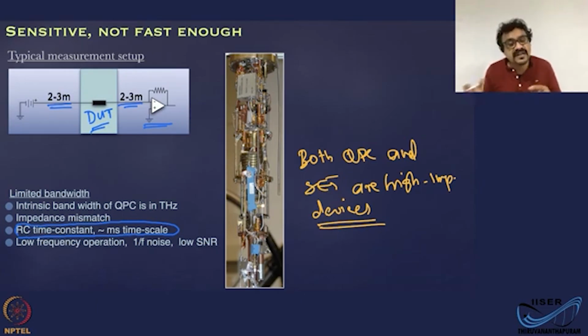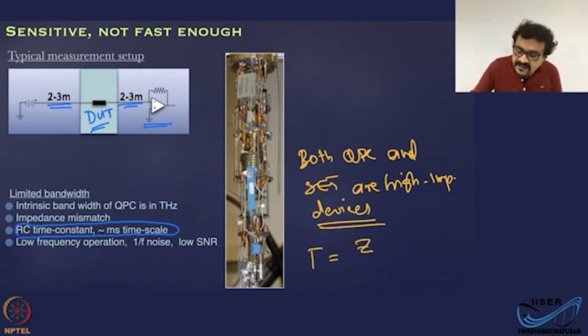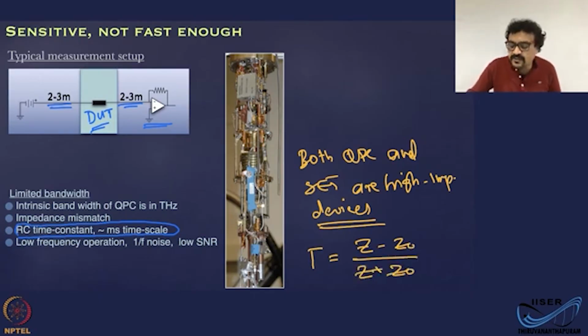Almost all the signal is reflected, because the reflection coefficient gamma is basically (Z minus Z0) divided by (Z plus Z0), where Z is the impedance of the device and Z0 is the impedance of the measurement circuit. So this is close to 1 almost all the time.